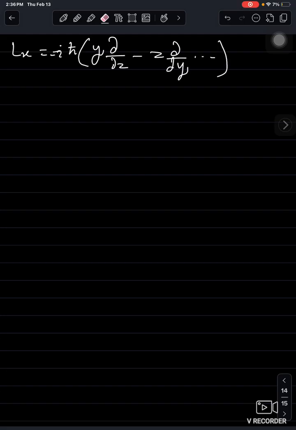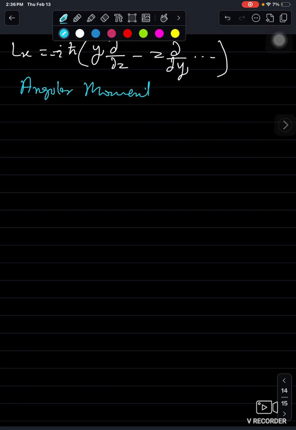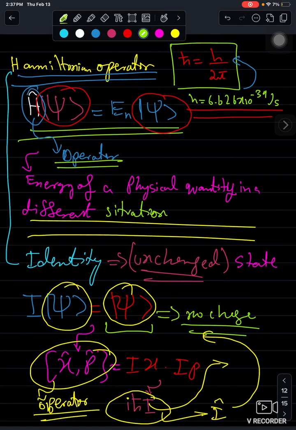Since we're talking about three dimensions, it will go on, and it's called the angular momentum operator. Now this x, y, z over here are showing the dimensions we are looking at. They all are dimensions. We'll not go into depth on this one because it's not that important for our topic. It's a complex one, so we'll just focus on identity.